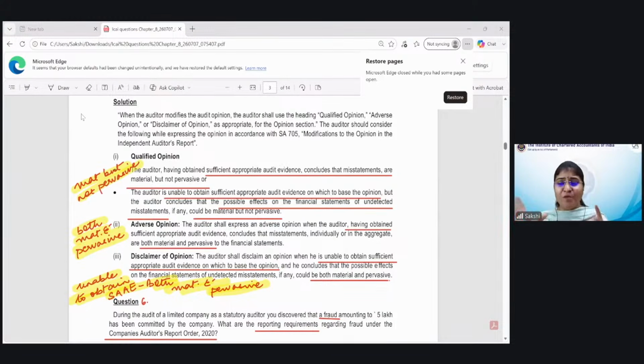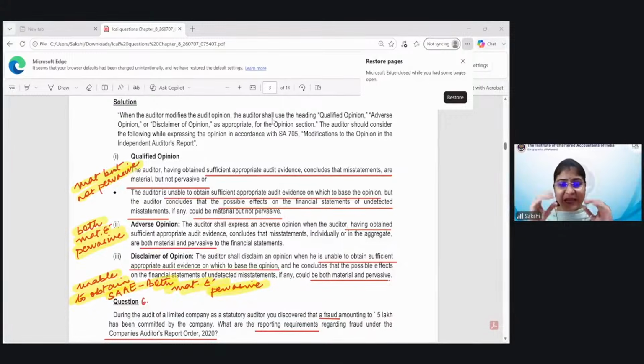Small question in the form of... sorry, from this chapter you do not get MCQs. You know that or not? But your understanding of the chapter should be very crystal clear.